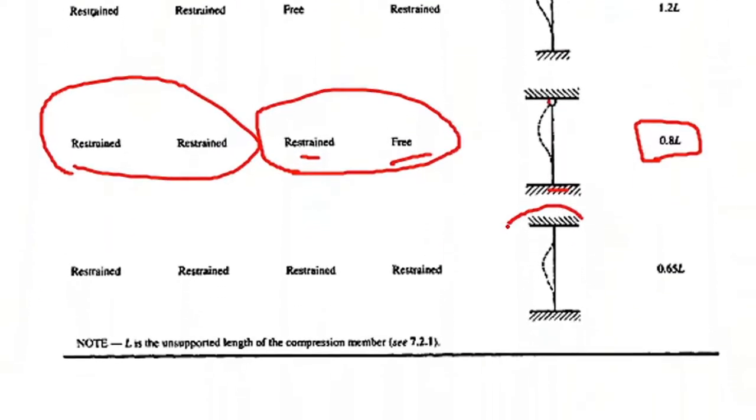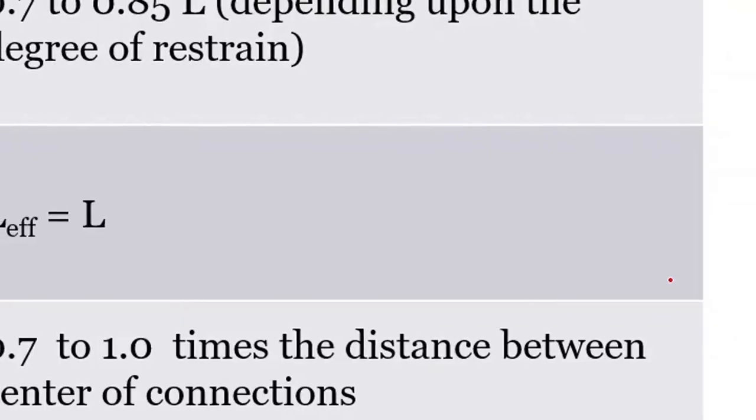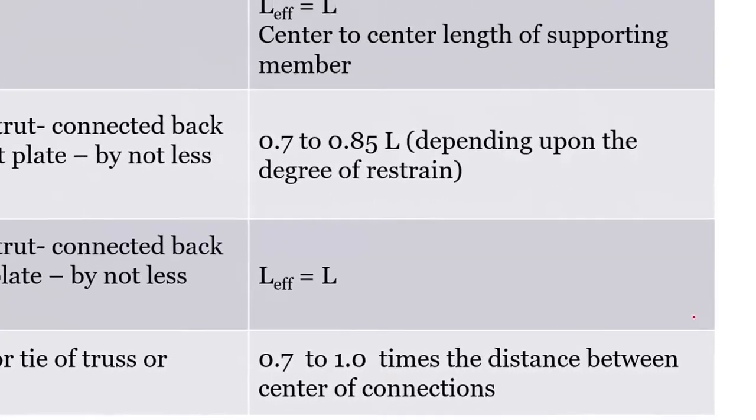Another very common example is both are fixed. In both the ends, both translation and rotation are restrained. In that case, effective length is 0.65 times the total length. Now we'll see the effective length of a strut.